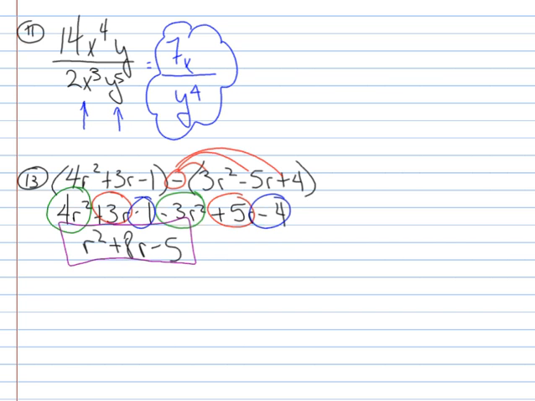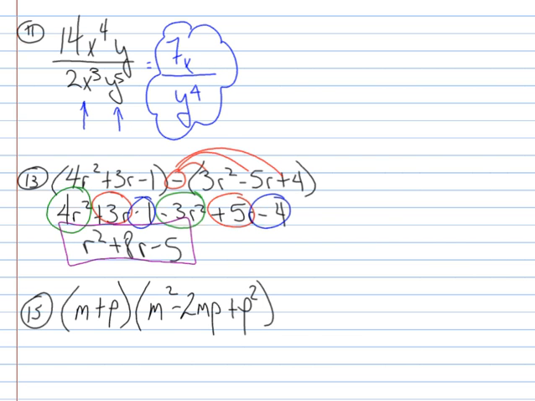Looking now at number 15. Number 15 here, I have parentheses. I'm going to be multiplying this time. M plus P times M squared minus 2MP plus P squared.